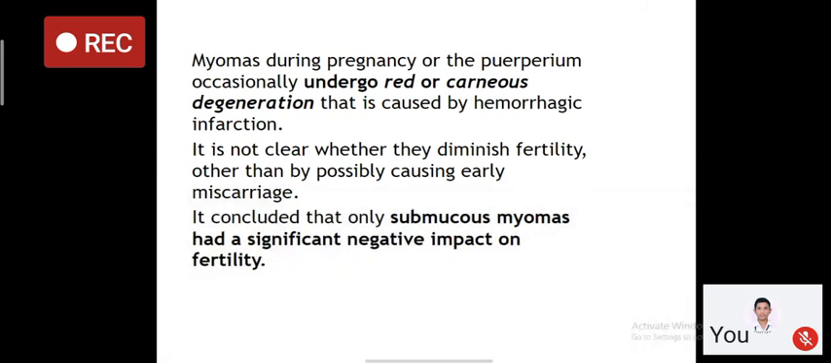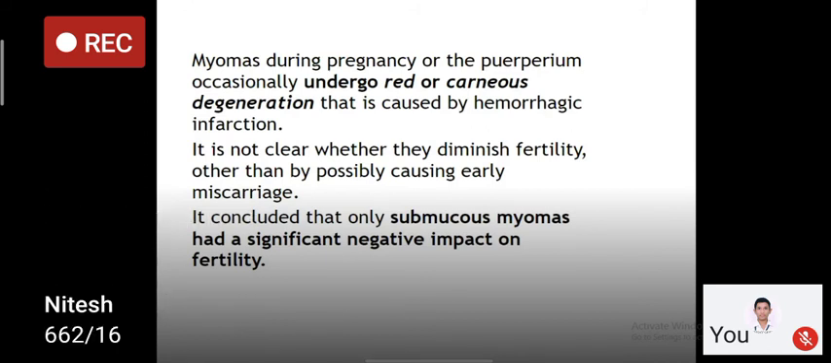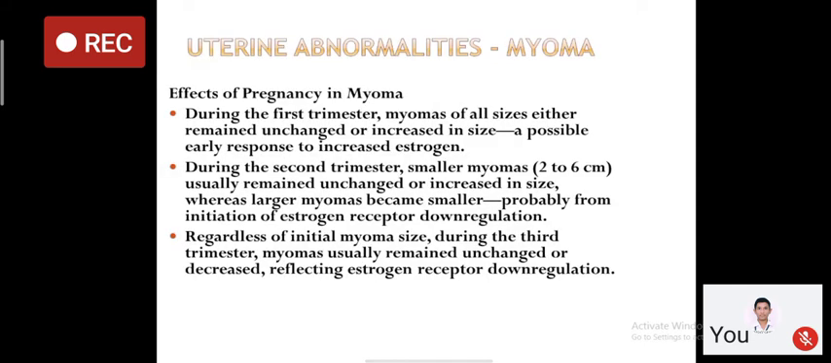Myomas during pregnancy or the puerperium occasionally undergo red or carneous degeneration that is caused by hemorrhagic infarction. It is not clear whether they diminish fertility or whether they cause early miscarriage. So this is the basic ultrasonographic picture of the leiomyoma. A little obscure it is.